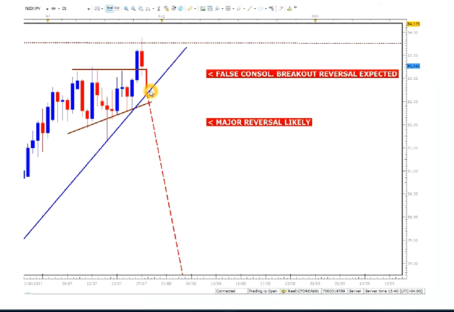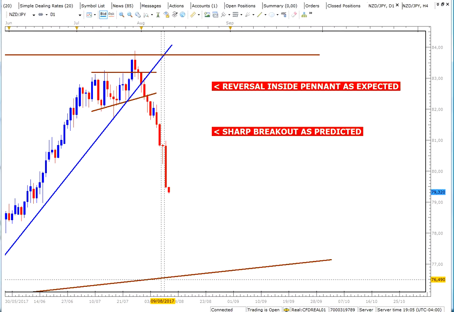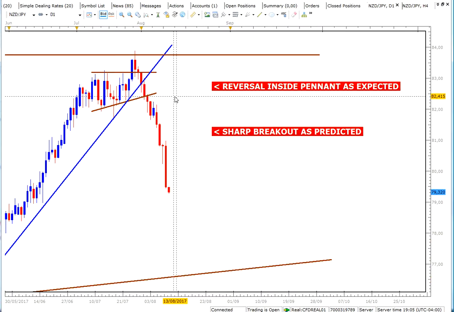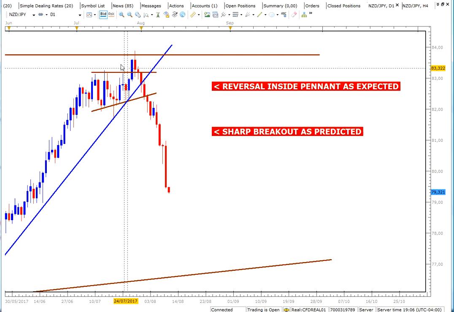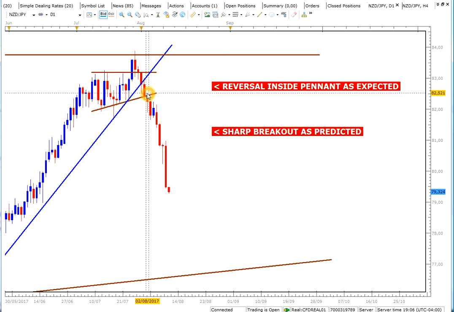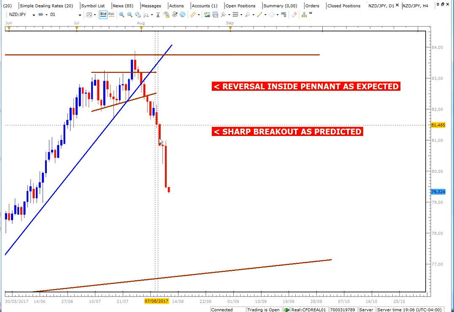Now here you can see the snapshot of the daily chart of the New Zealand Japanese yen several days ago, where I'd made a projection that the market was going to initially head back inside of this consolidation setup before starting a major reversal in favor of the Japanese yen. And as you can see from the live picture of what is now taking place, this is exactly what has happened. The market pulled back and took us back inside of the consolidation before continuing the bearish momentum and creating these sharp bearish movements in favor of the Japanese yen.